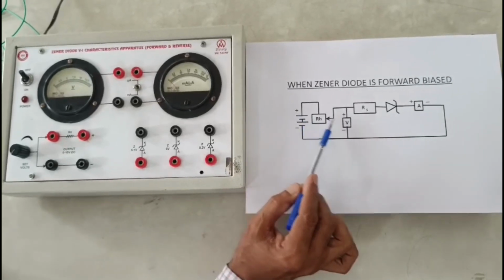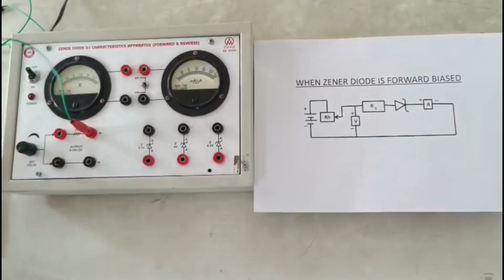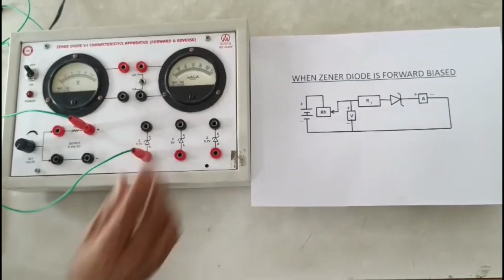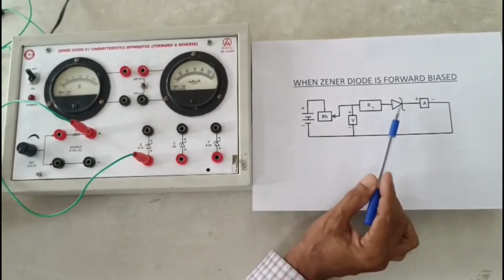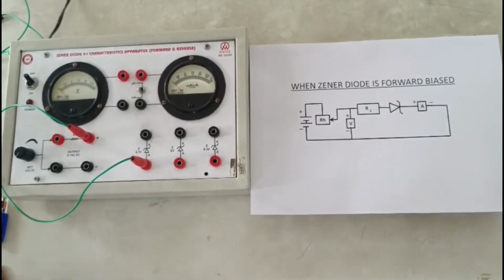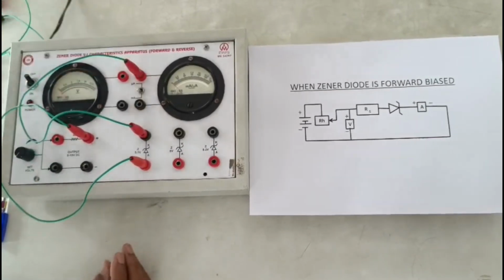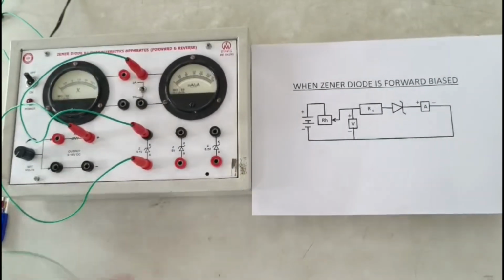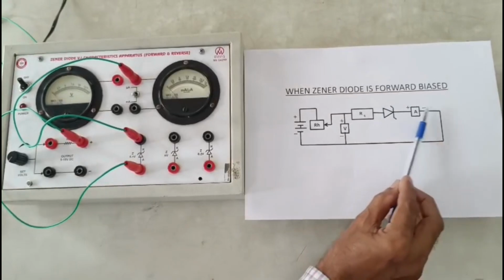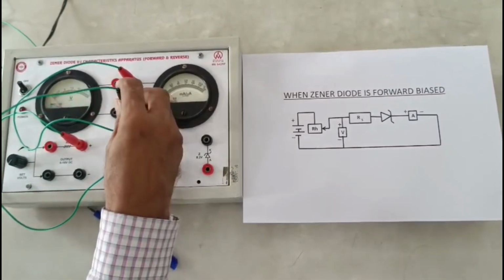Positive of battery is to be connected to P side of ZENER diode. This is positive of battery, this is P side of ZENER diode. Then N side of ZENER diode is connected to positive of ammeter. Negative of ammeter goes to negative of battery.